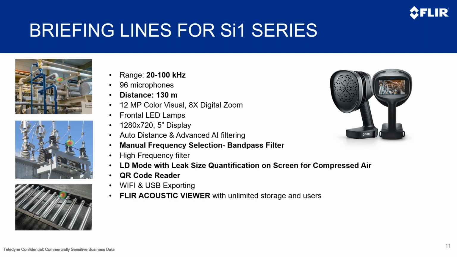Then if we go to the SI1, we're talking about 20 to 100 kilohertz, a bit shorter frequency range. Actually, this is due basically to the scope of use of the camera. This is for leak detection, so we don't need to go that high in the frequency range. This camera has 96 microphones, which is also a big improvement in terms of the optimization of the microphone array. We work up to 130 meters distance, so this is less distance performance than the SI2.